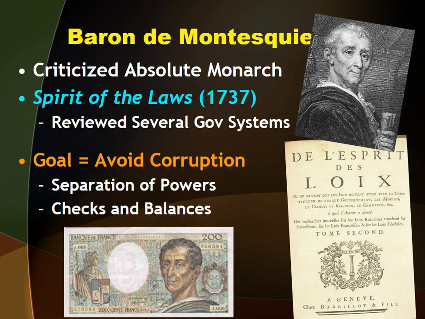For example, in the British system, the king was the one who made the laws. And he enforced the laws, and he interpreted the laws, and he said that this led to way too much corruption. And so Montesquieu's idea is that in order to avoid corruption, we need to have a separation of powers and checks and balances. So the people who make the laws should be different from the people enforcing them, which should be different from the people interpreting them.